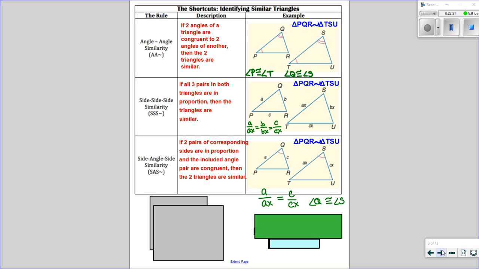There's three types of similarities when it deals with similar triangles: angle-angle similarity, side-side-side similarity, and side-angle-side similarity. If you do not put that little squiggly line behind the SSS and SAS and AA, then you're going to be telling me that the triangles are congruent, and it's not what you're trying to prove. So be careful. With congruency, they don't have that little symbol, but with similarity, there's that squiggly line.